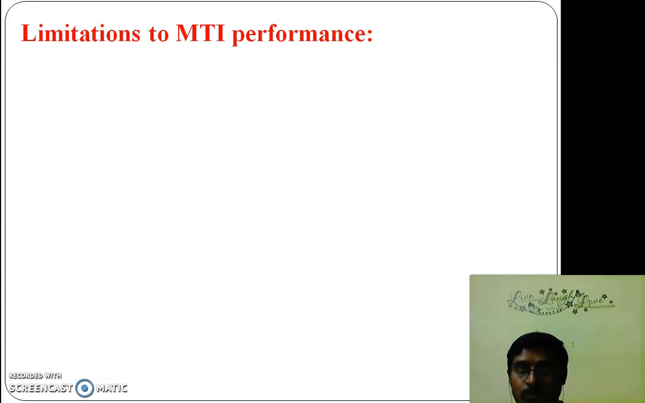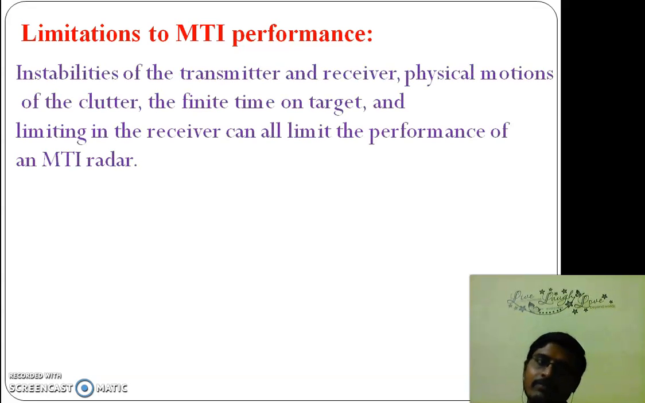Next, we are using a coherent oscillator, a stable local oscillator. If there are any changes in the phase of those oscillators, that will limit the performance of the MTI radar. These are some factors which limit the performance of the MTI radar. First one, the instabilities of the transmitter and receiver.